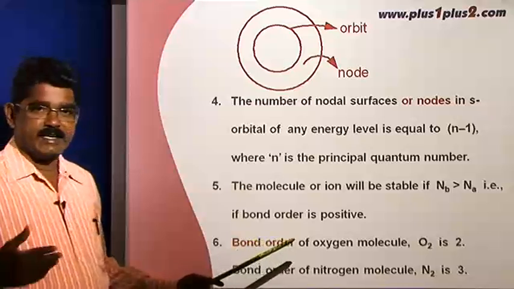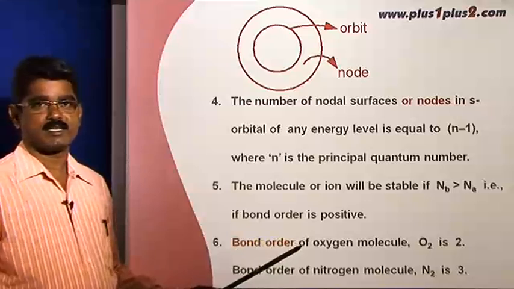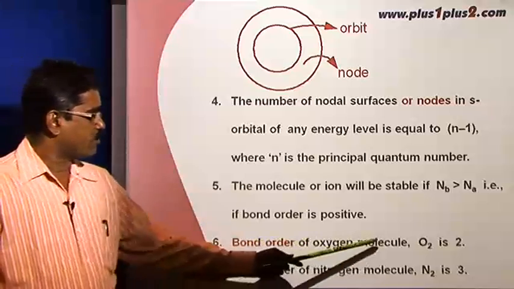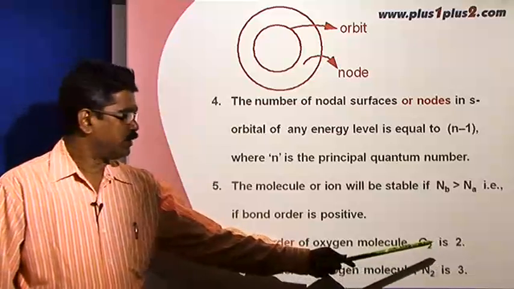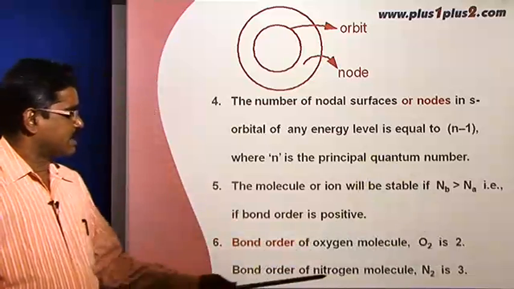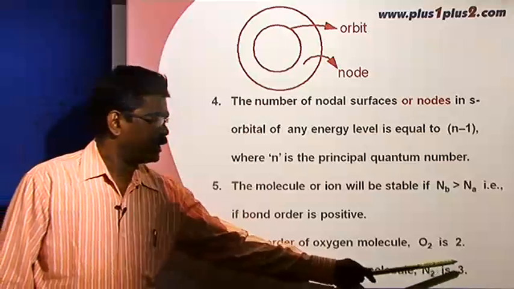As the bond order increases from 1 to 2 and 2 to 3, the strength of the bond also increases, the stability of the molecule also increases. For example, the bond order of oxygen O2 is 2, that is between 2 oxygen atoms, a double bond is formed. The bond order of nitrogen molecule would be 3, that is between 2 nitrogen atoms, a triple bond is formed.